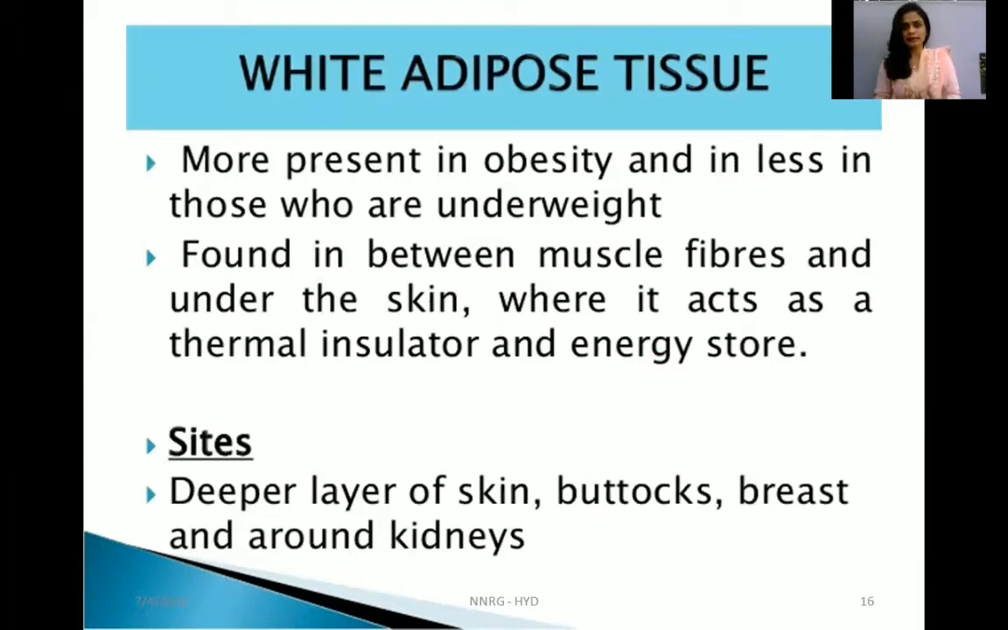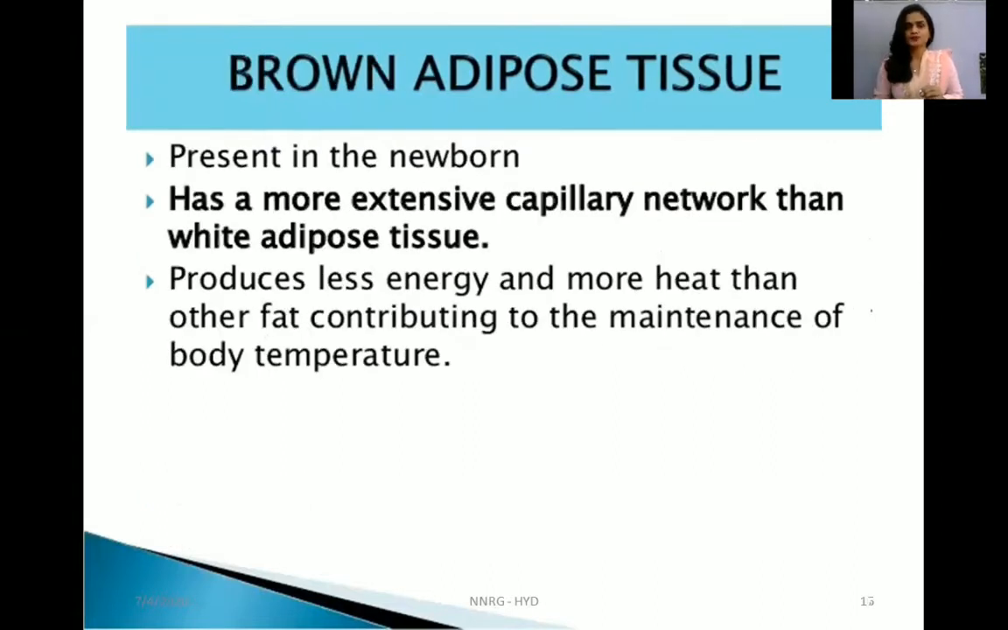It is usually present in between the muscle fibers, and under the skin. So it acts as a thermal insulator and an energy store. It stores the energy, and it also acts as a thermal insulator for the body. The sites where white adipose tissue is present are the deeper layer of the skin, the buttocks and breast, and around the kidneys.